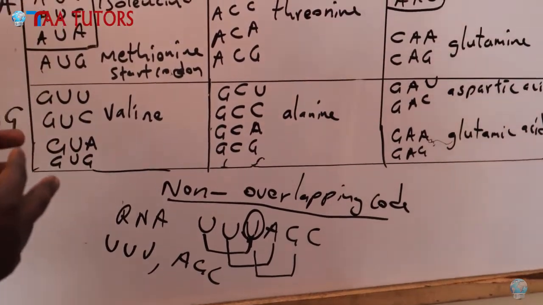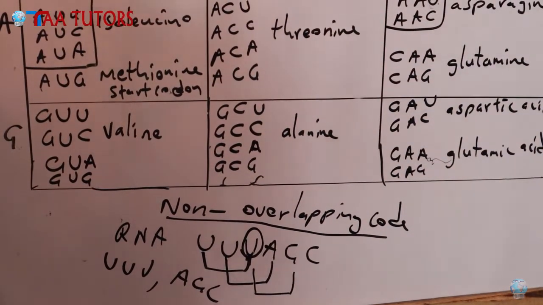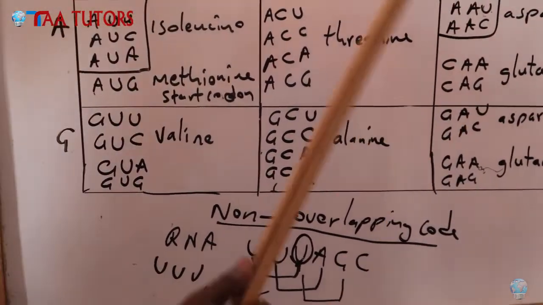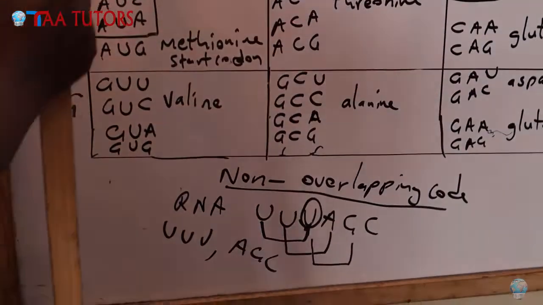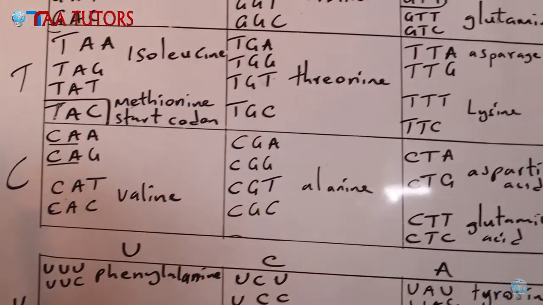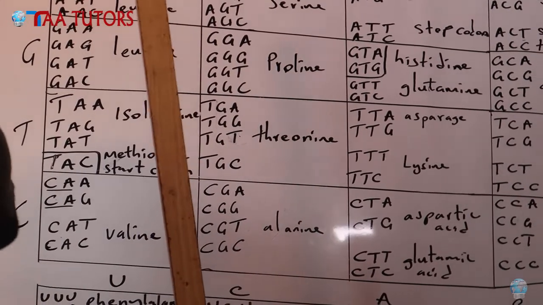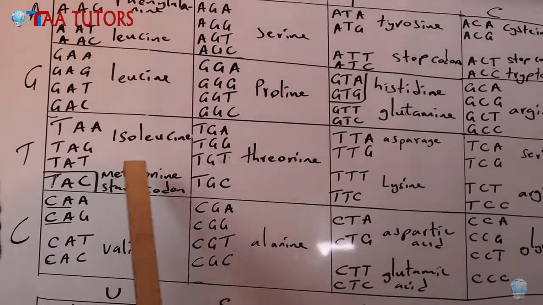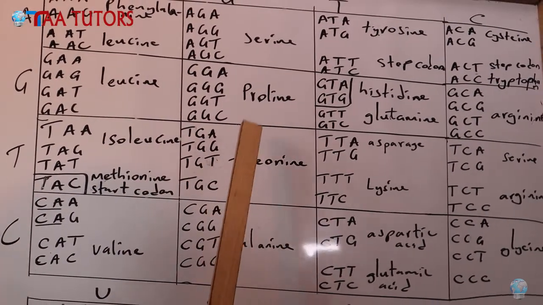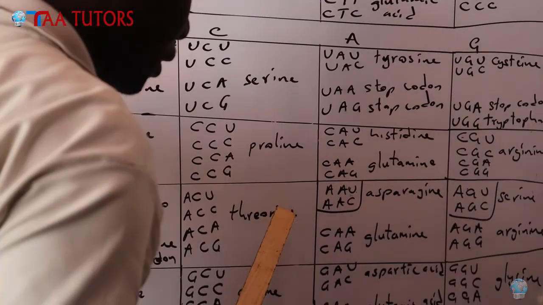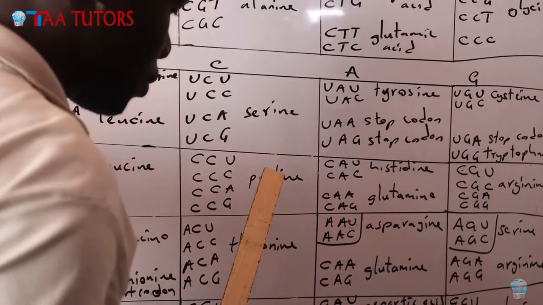So this is why we say that the sequence here is non-overlapping codes. So that is one thing that we should know here. This particular table here is clearly giving us the type of molecules that can be synthesized and their codes, from both the DNA and the RNA. That is one thing that we really have to know.